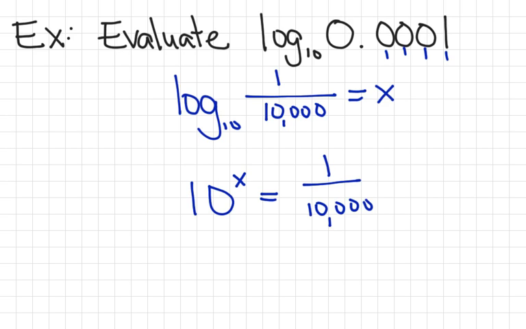Well, the only way to raise a number to a power and get a fraction is if the exponent is negative. So the question is, negative what? Well, the nice thing about powers of 10 is you just need to know how many zeros there are, and there are 4 of them. So the answer is negative 4.